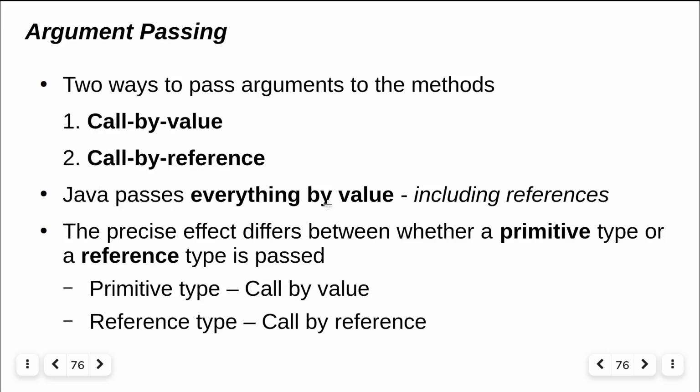Java passes everything by value, including references. If we pass primitive type data to methods, then it will work like call by value. We have already seen call by value. If reference type or objects are passed to methods, it will work like call by reference. Let us check with the example.